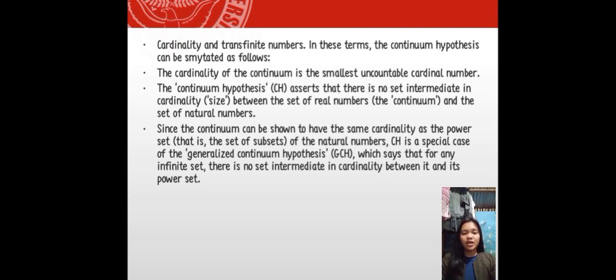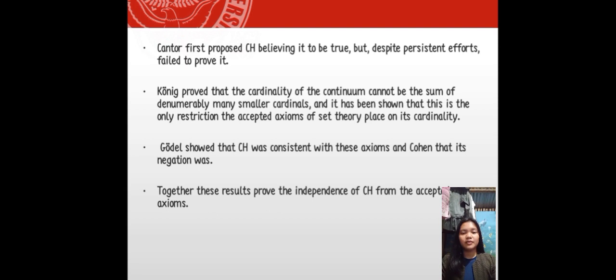In these terms, the continuum hypothesis can be stated as follows. The cardinality of the continuum is the smallest uncountable cardinal number. The continuum hypothesis asserts that there is no set intermediate in cardinality between the set of real numbers and the set of natural numbers. Since the continuum can be shown to have the same cardinality as the power set, that is the set of subsets of the natural numbers, it is a special case of the generalized continuum hypothesis, or the GCH, which says that for any infinite set, there is no set intermediate in cardinality between it and its power set.